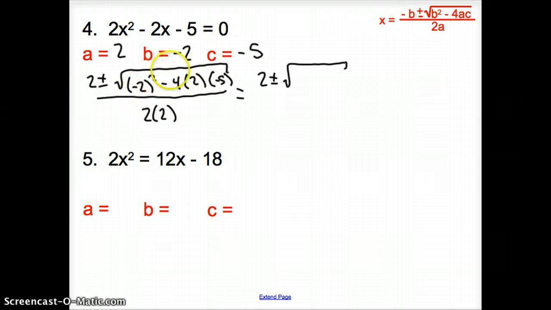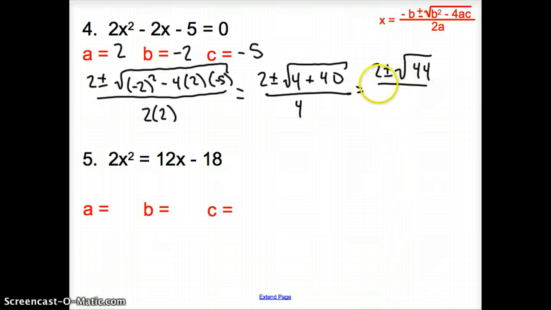Now that's negative 2 squared, so it's going to be a positive because negative times negative is a positive. We also have a negative times a negative here, so it's going to be a positive 40. So this whole thing is over the fraction bar, over 4. It equals 2 plus or minus the square root of 44 all over 4. Now if you punch 44 into your calculator, you will see it does not come out nice like it did before.